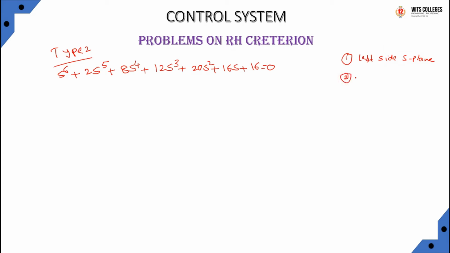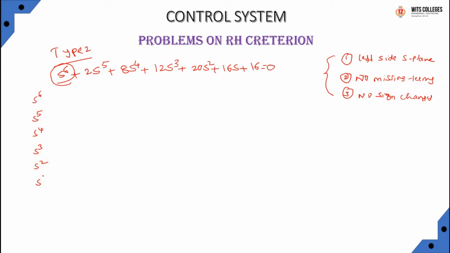Next, no missing terms are present. Third, no sign changes. Here these three conditions are satisfied. Next we go for the RH criteria. Here the highest degree is 6. That means we have s power 6, s power 5, s power 4, s power 3, s power 2, s power 1 and s power 0.